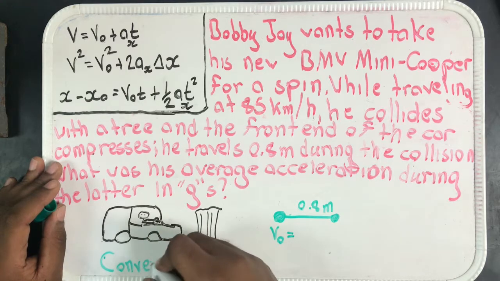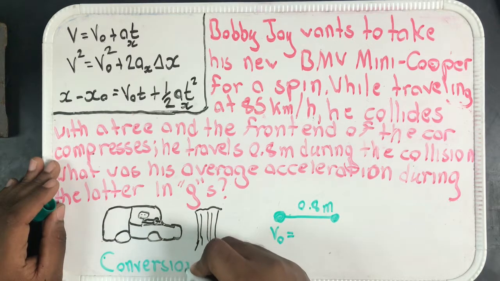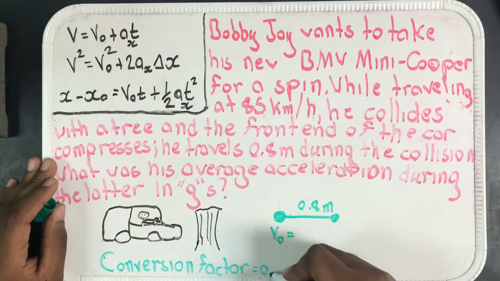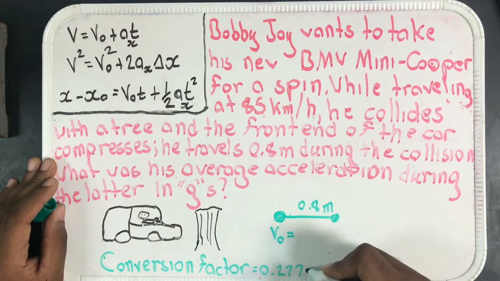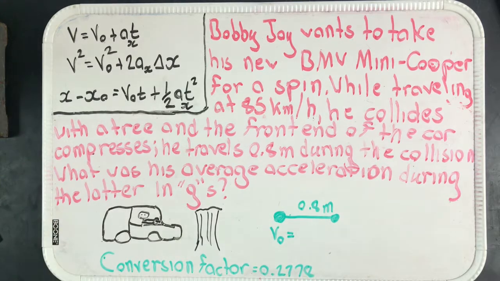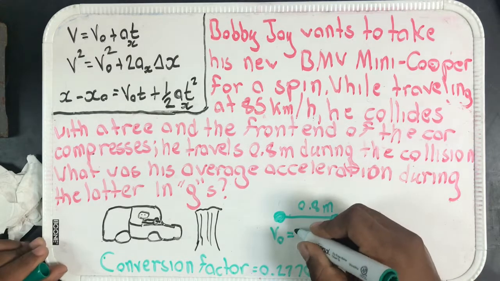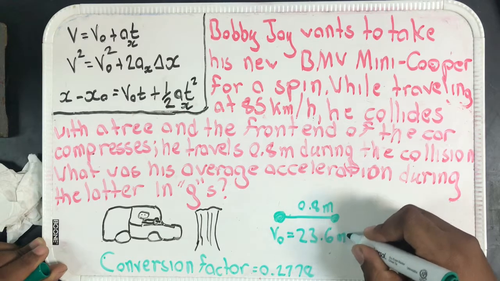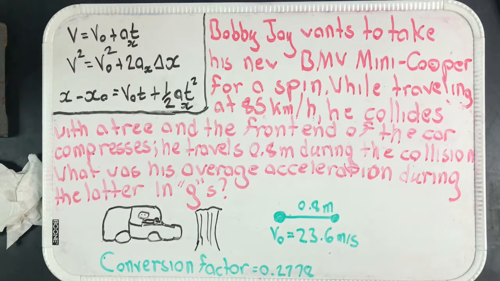Okay? So his initial velocity here, and one quick thing. Whenever you have kilometers per hour and you want to take it to meters per second, you can multiply it by this conversion factor of 0.2778. And if we were to multiply 85 by 0.2778, we get 23.6 meters per second.